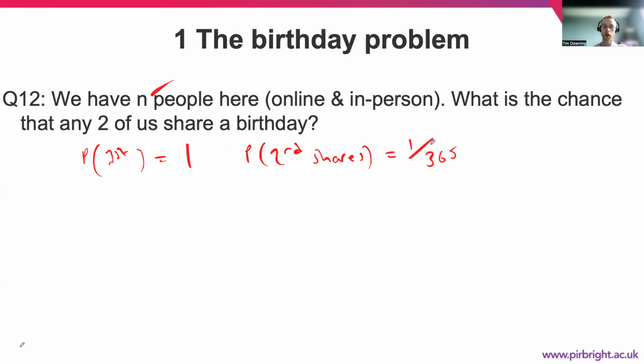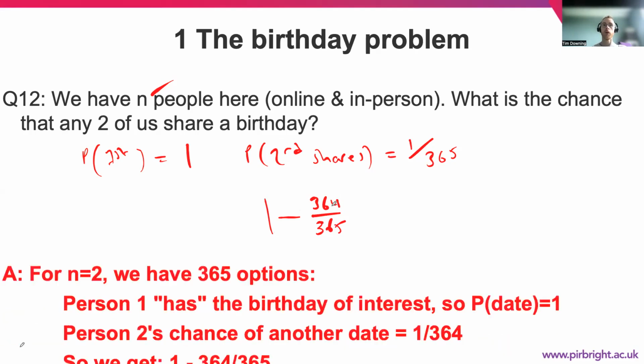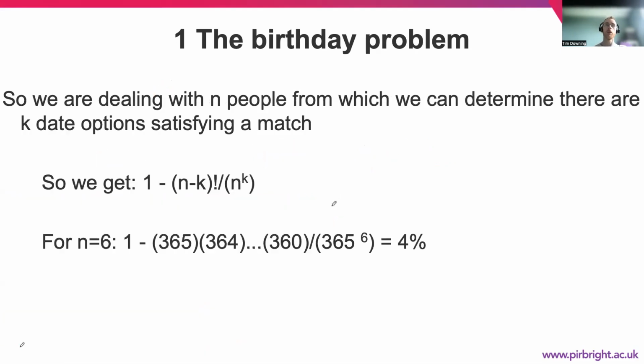Therefore, what you can think about is the number of people that are present. The probability of them sharing a birthday at the start is simply going to be 1 minus 364 over 365. We use the same logic to expand that to more people. So if we have more people, we can use this formula: 1 minus n choose k as the numerator divided by n to the power of k as the denominator.